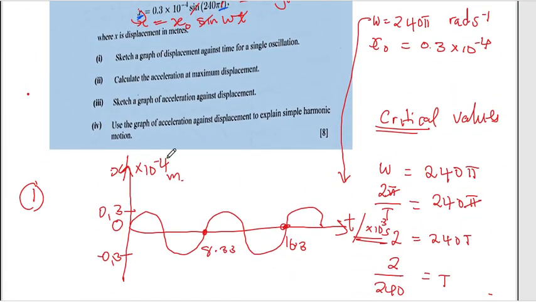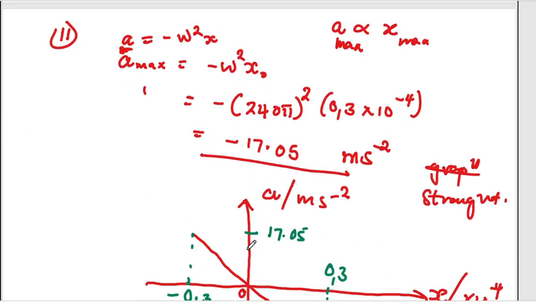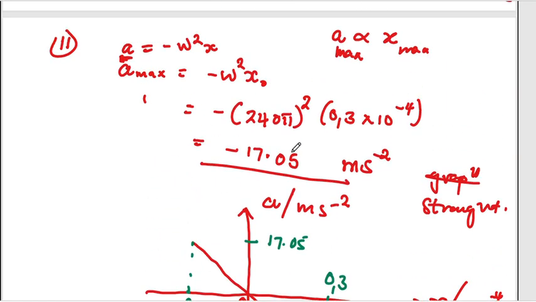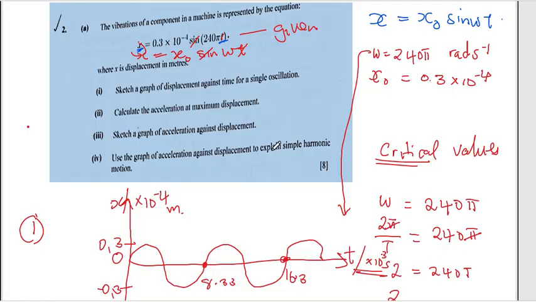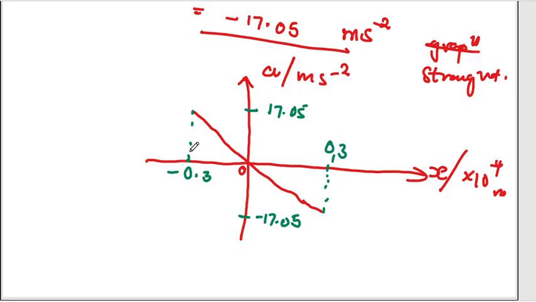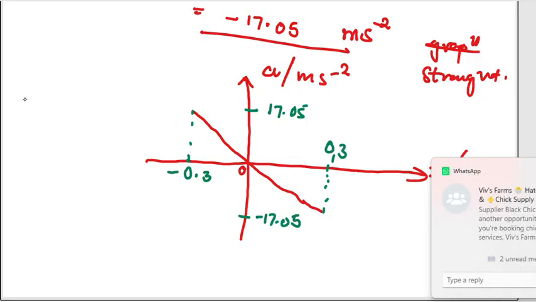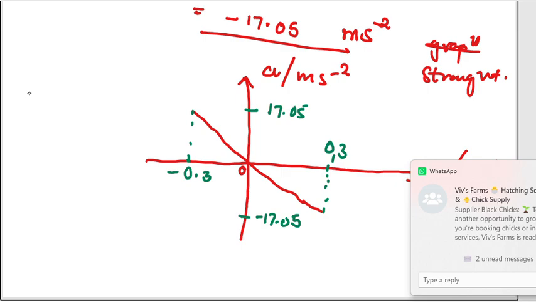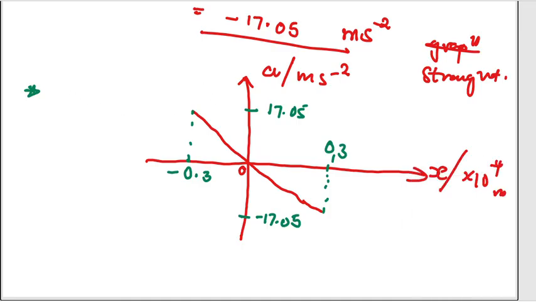Right. Use the graph of acceleration against displacement. This graph that we have drawn here, what are you supposed to use this graph for? To explain the simple harmonic motion. So when you are looking at this graph, how can you explain a simple harmonic motion? I was going to say, when I'm looking at this graph, acceleration is directly proportional to displacement. This is what I'm seeing from the graph, number 1.